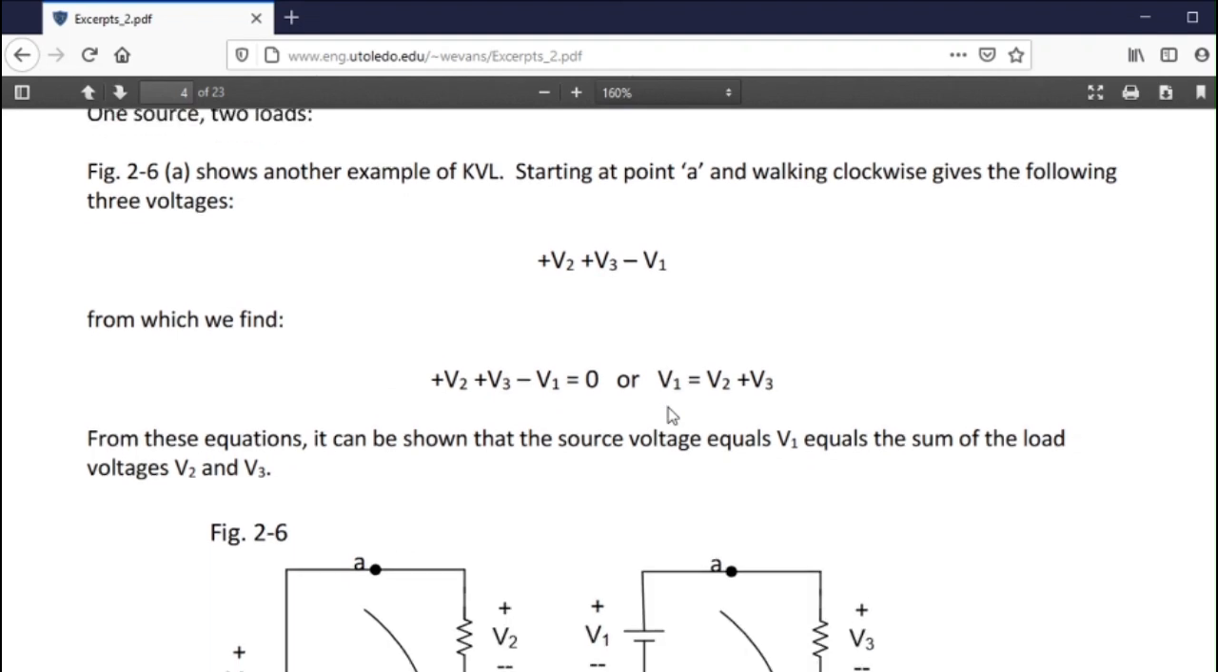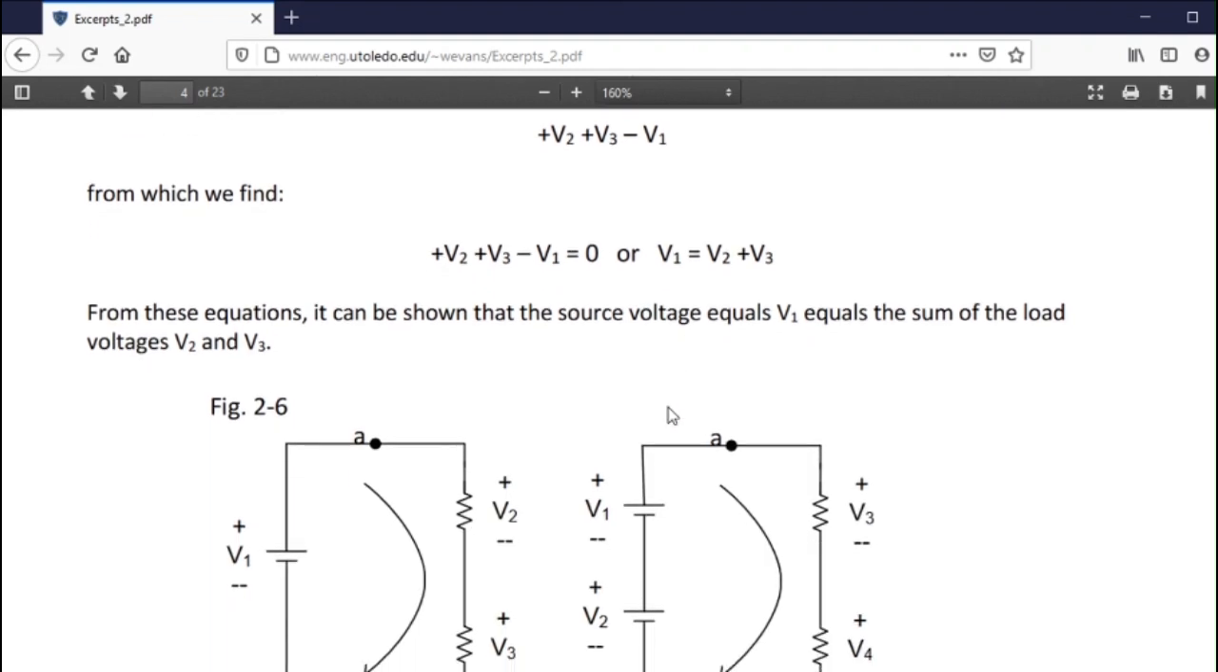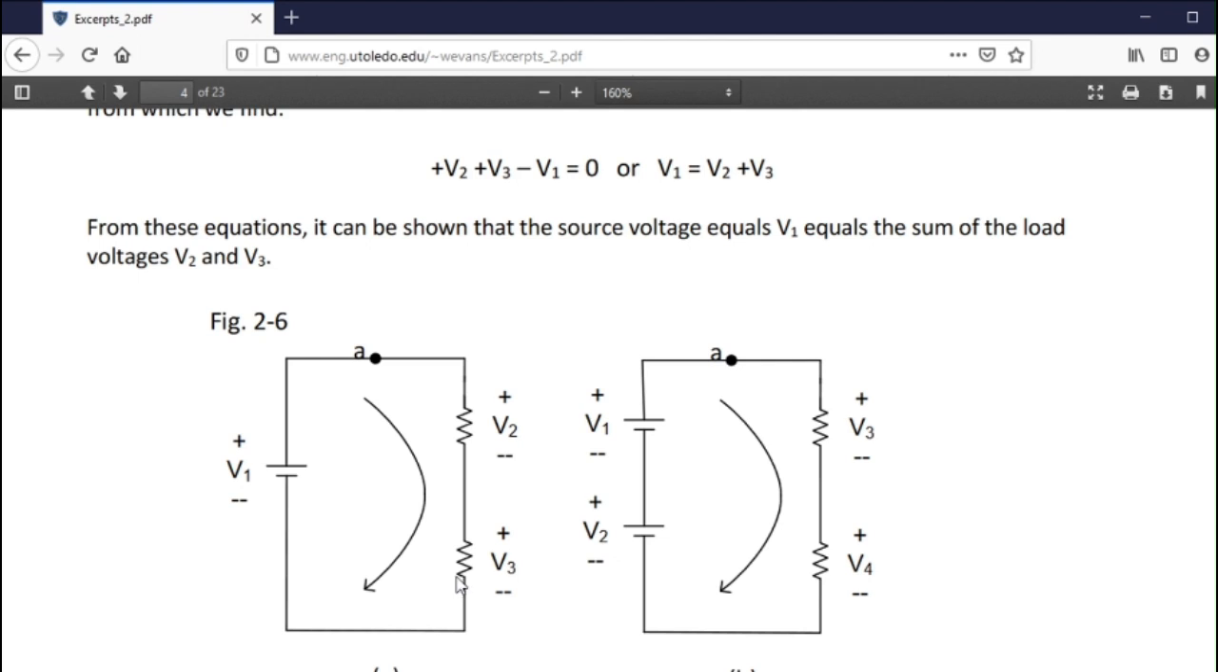Here is a circuit with two resistances. You've got a source, V1, and you have a V2 and a V3. So how would you write this? Start here at A, march around: plus V2 plus V3 minus V1 is equal to 0. Or I can move the V1 to the other side and get V1 equals V2 plus V3. That's going up the ladder, coming back down the ladder.